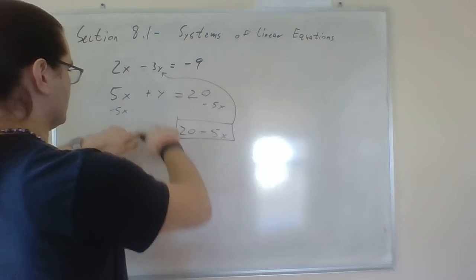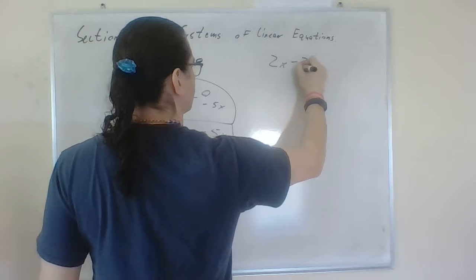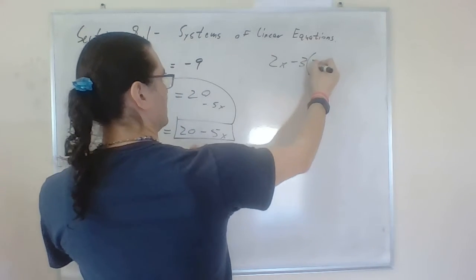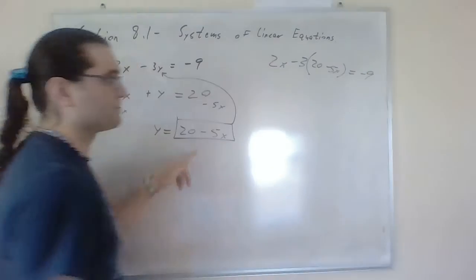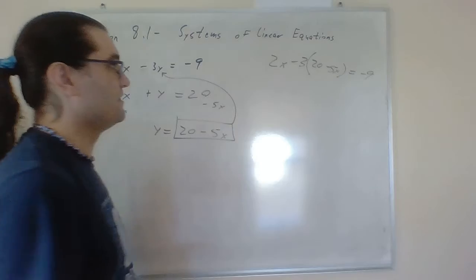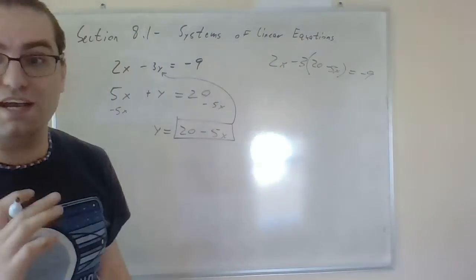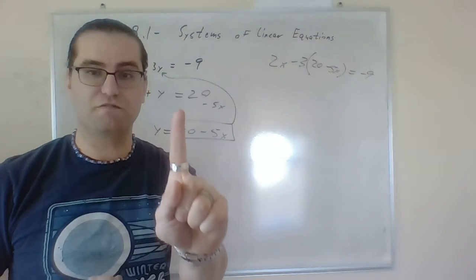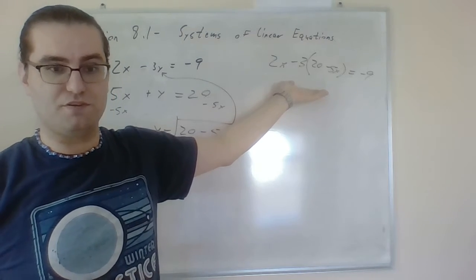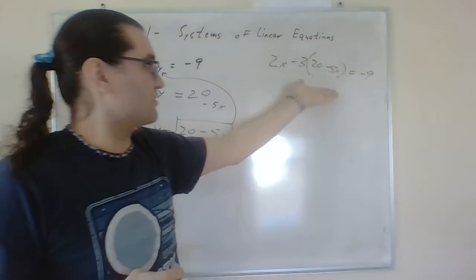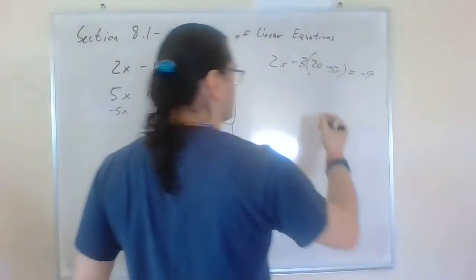So if I plug this variable into the top equation, I will get 2x minus 3 times (20 minus 5x) equals negative 9. And this is an extremely helpful improvement for us because it has one variable. And we know how to solve things that have one variable. We've been doing that for weeks now. This is just a linear equation of just x's. We distribute, we combine like terms, we isolate things.